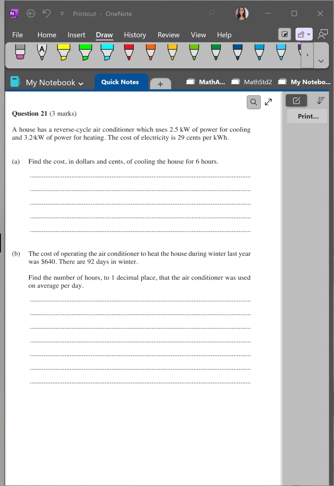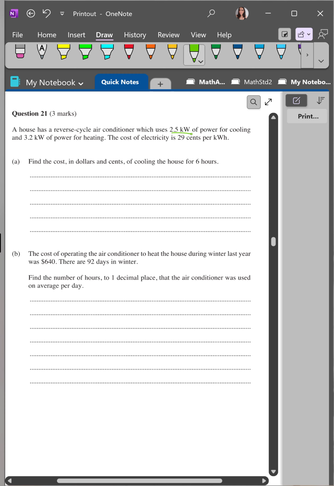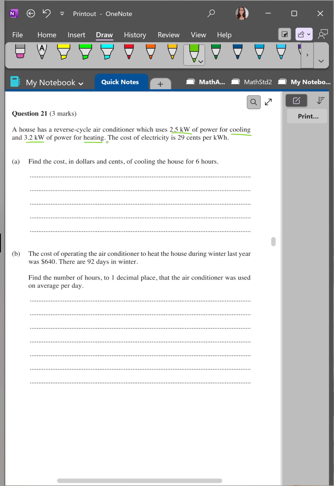Question 21. A house has a reverse cycle air conditioner which uses 2.5 kilowatts of power for cooling and 3.2 kilowatts of power for heating. The cost of electricity is 29 cents per kilowatt hour. A. Find the cost in dollars and cents of cooling the house for 6 hours.